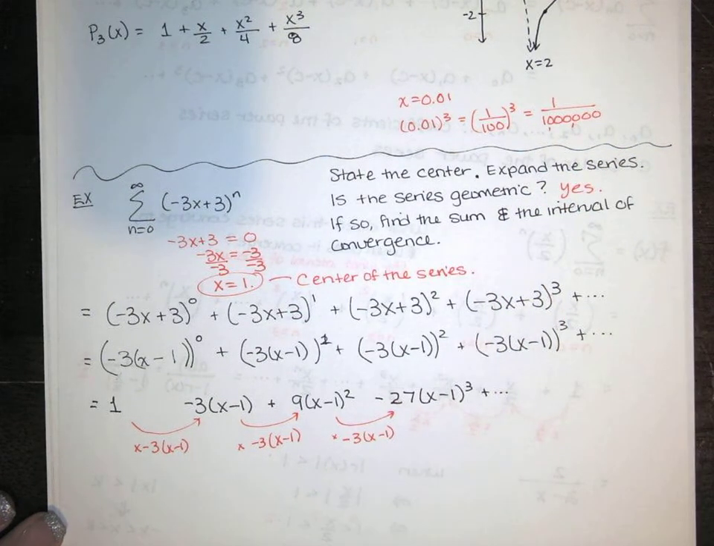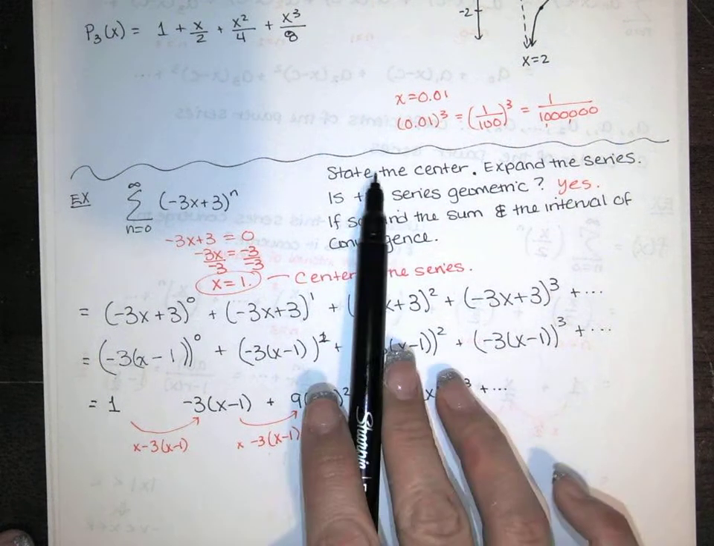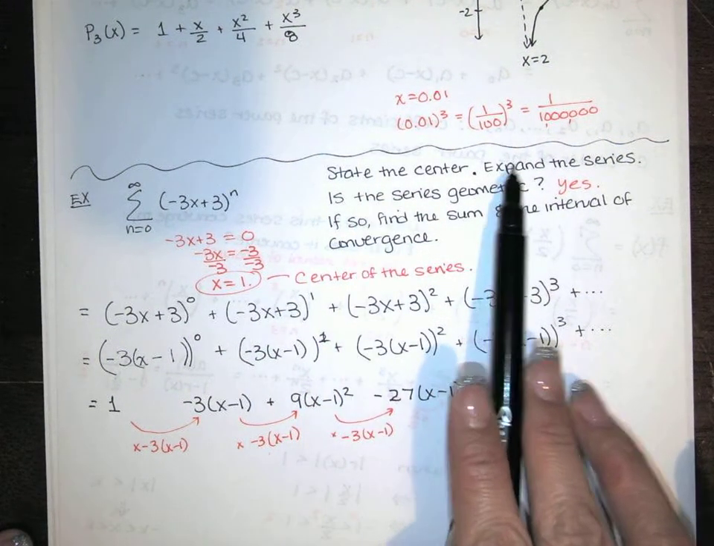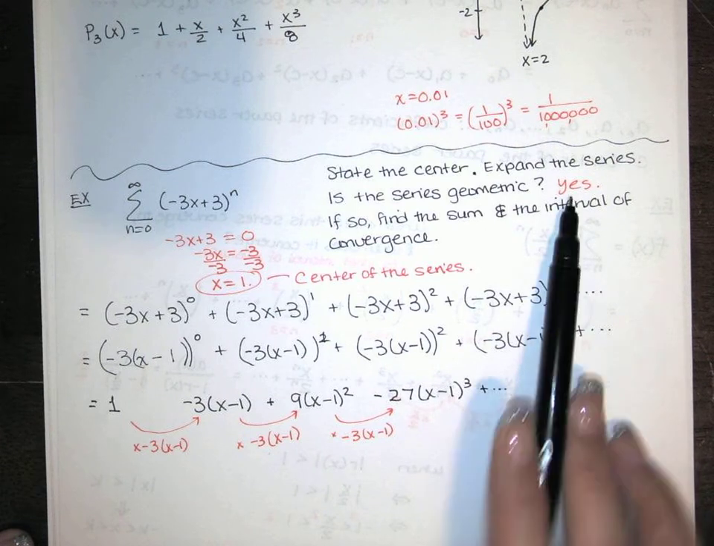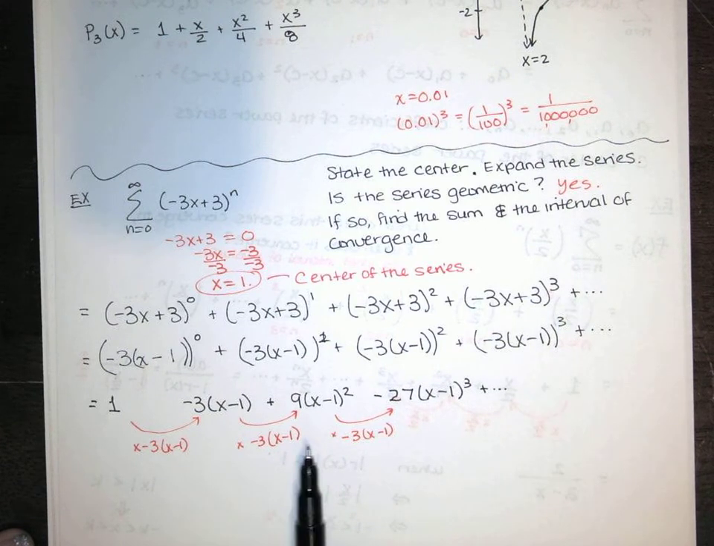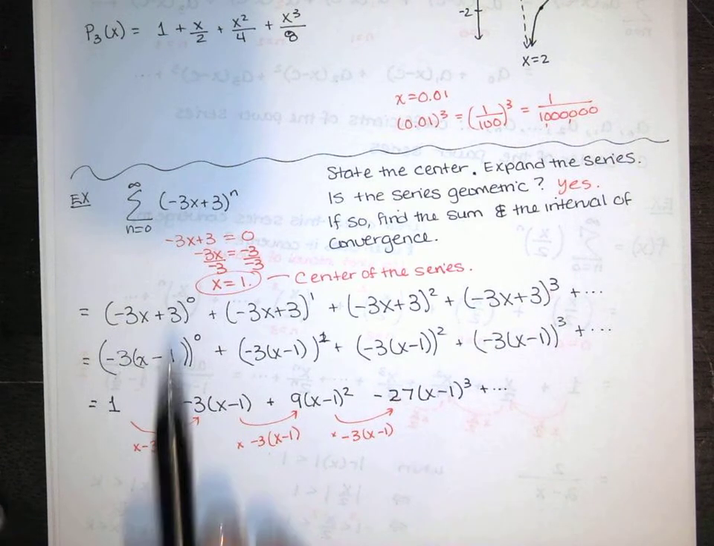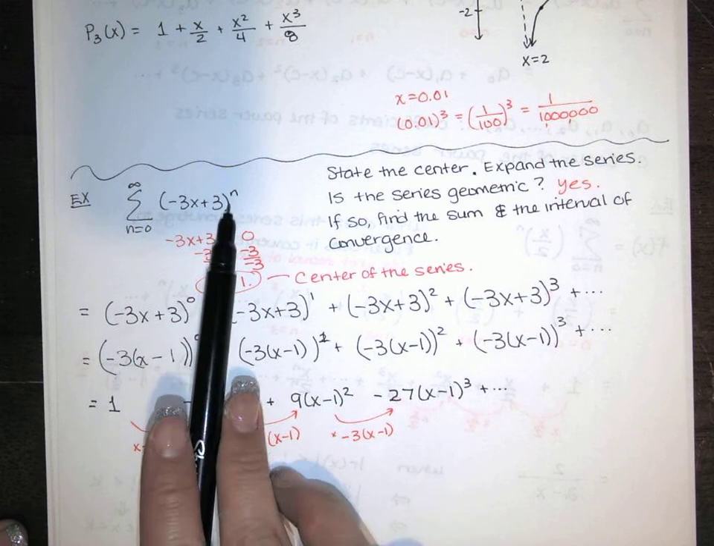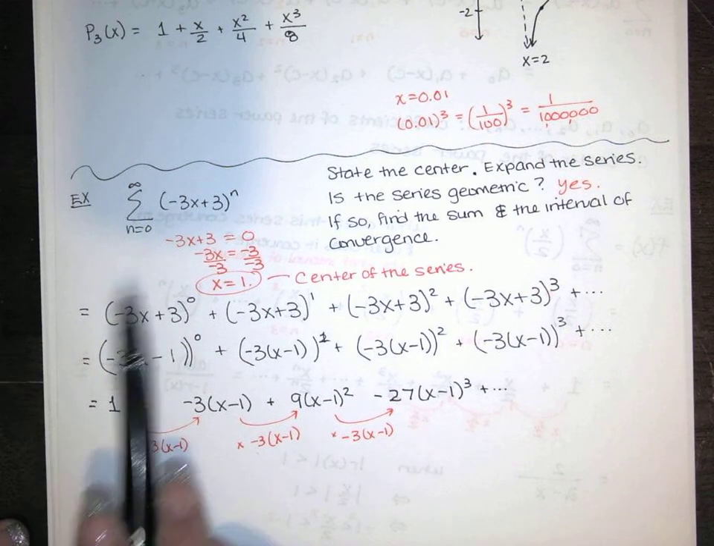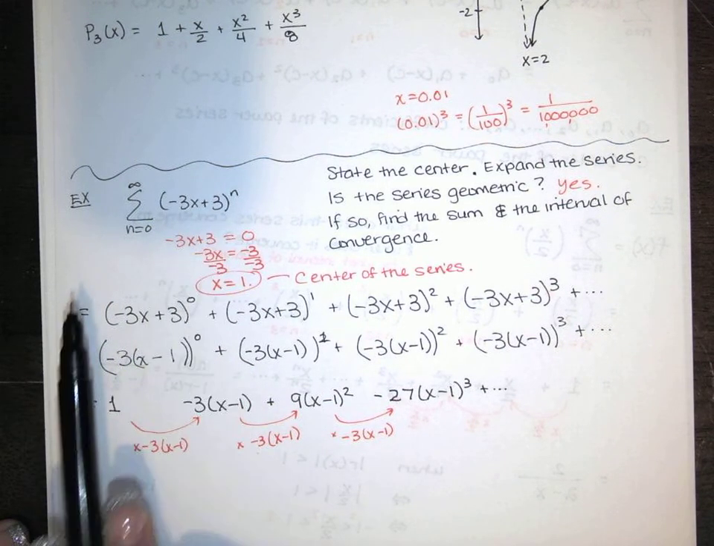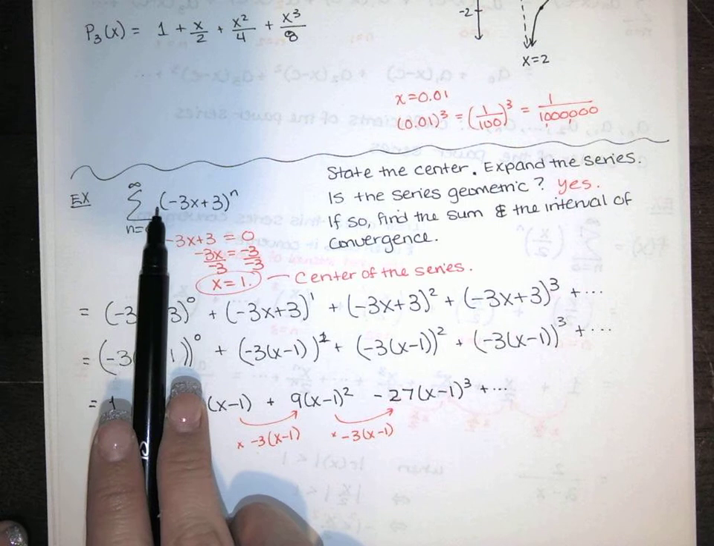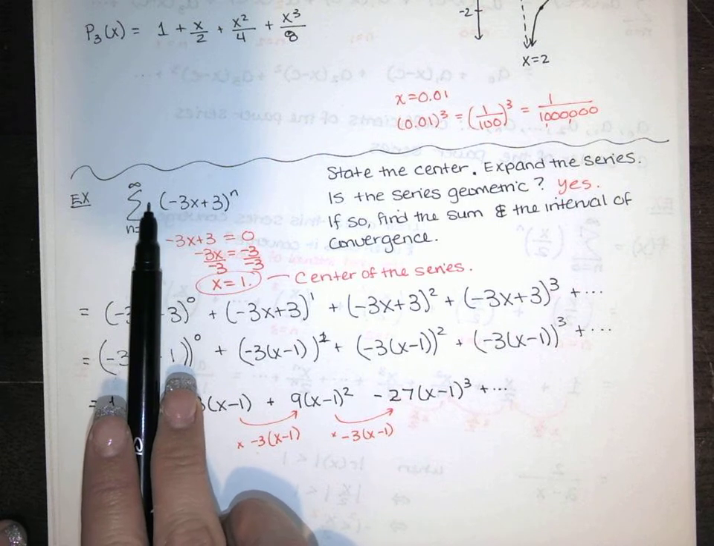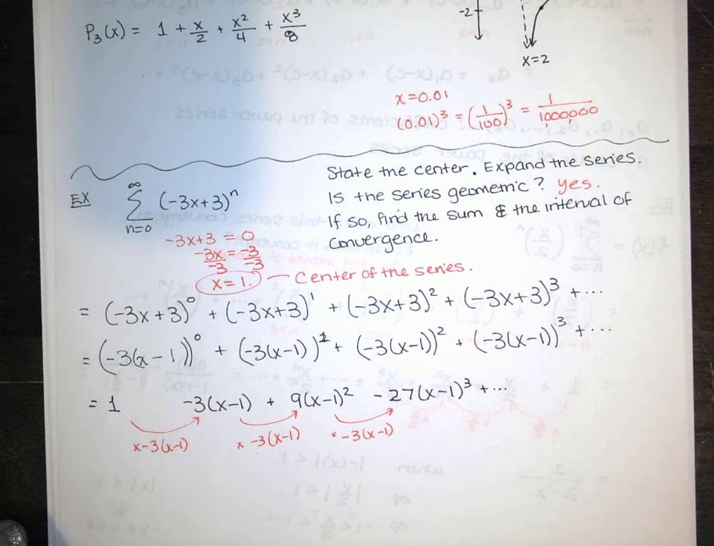And our common ratio is negative 3 times the quantity x minus 1. So the question says, state the center. We stated the center. Expand the series. We did. Is it geometric? Yes, because we're multiplying by the same thing to get from term to term. Also, you could say, if x is a number, I've got a number raised to the n there. If we've got a number raised to the n and there's just a number out front, just an implied 1, yeah, that's a geometric series for a particular value of x.